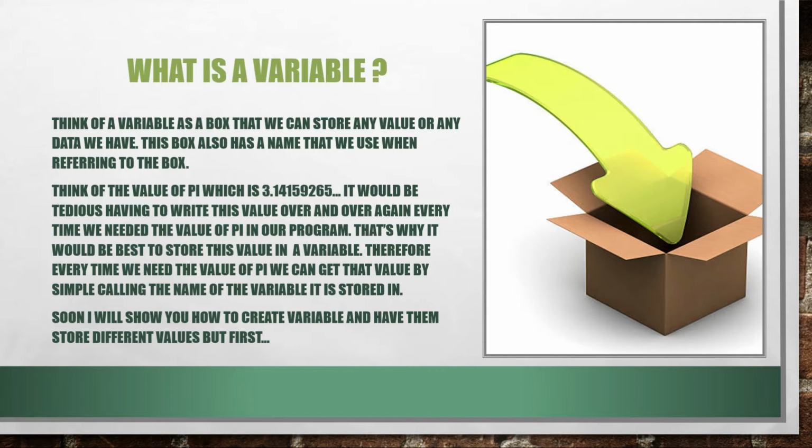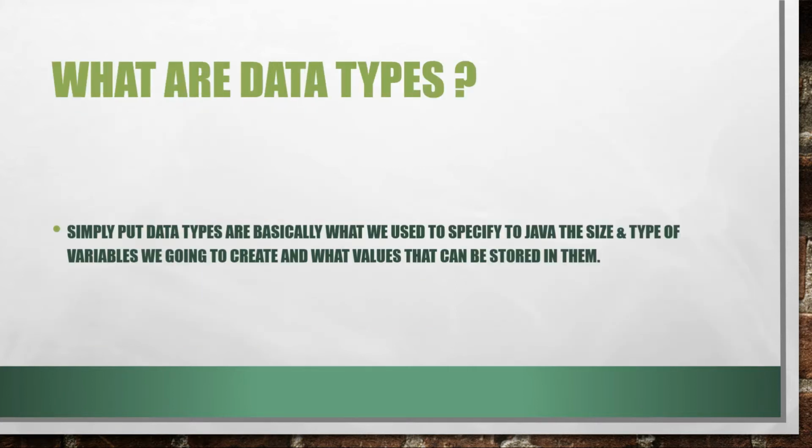Soon I will show you how to create a variable and have them store different values, but first, let's talk about data types. So what are data types? Simply put, data types are basically what we use to specify to Java the size and type of a variable we are going to create and what values can be stored in them. So recall, a variable, you can think of it as a box that we can put any piece of information we want, and this box usually has a name that we can use to refer to it. A data type simply tells us what the size of the box is going to be and the type of box and what we can place inside of that box. Okay, so that's what the data type tells us. It tells us the size and type of a variable and what values we can put inside that variable.